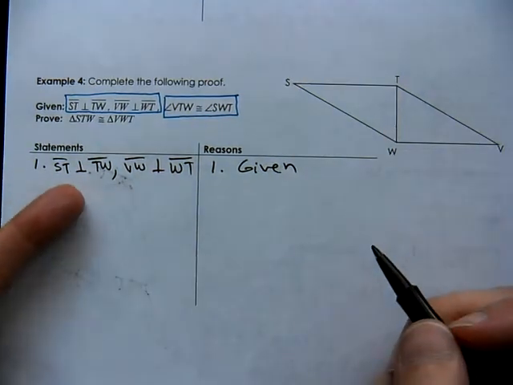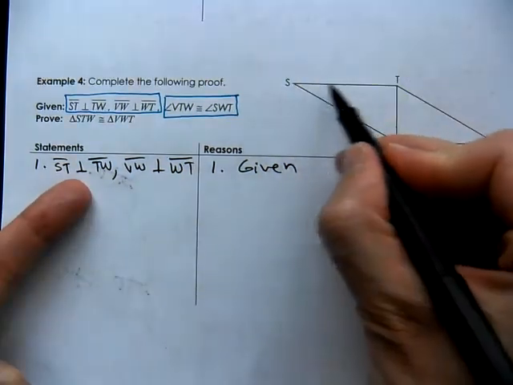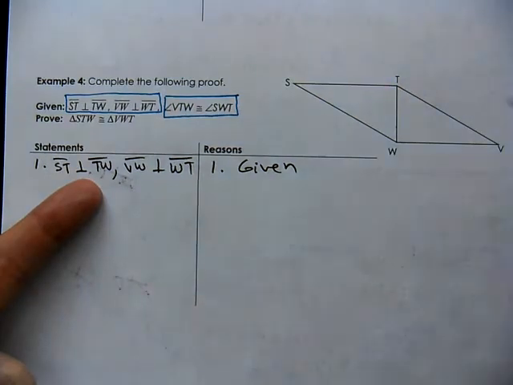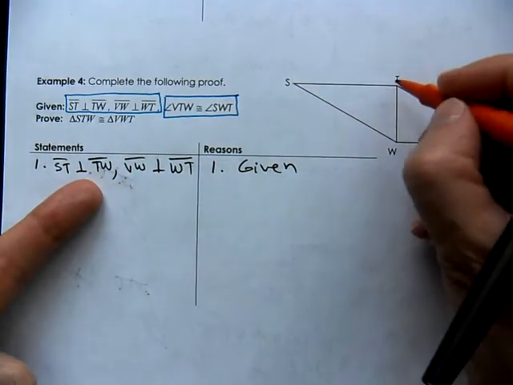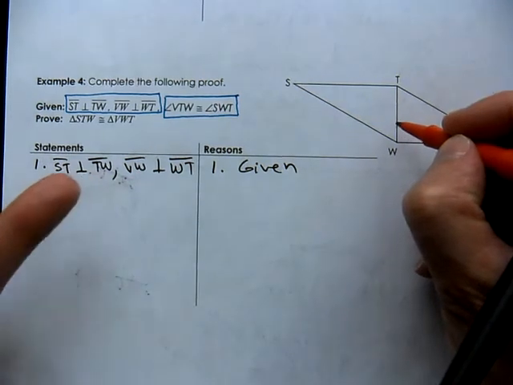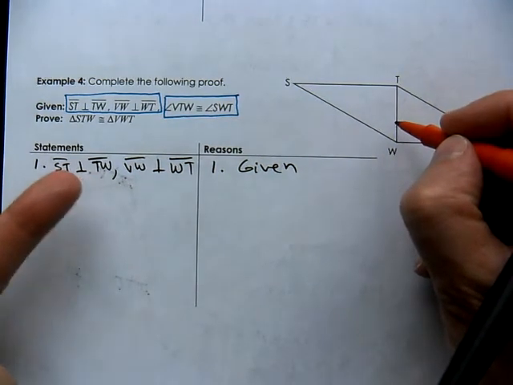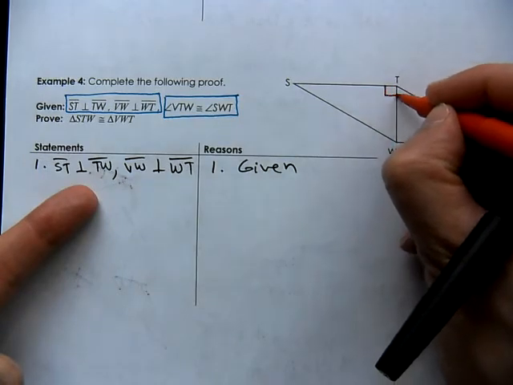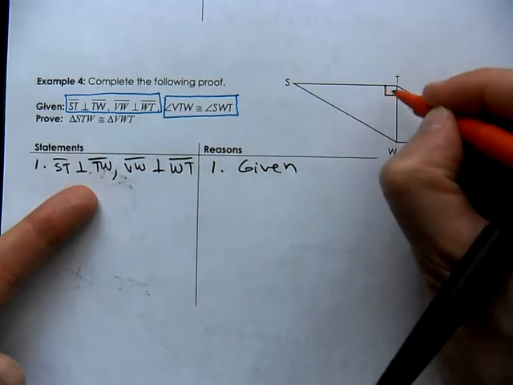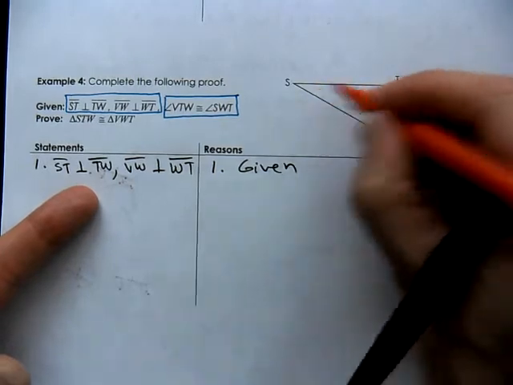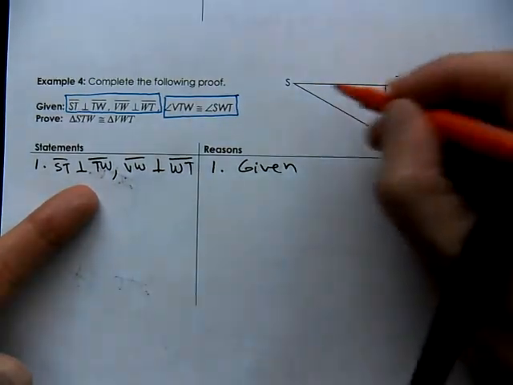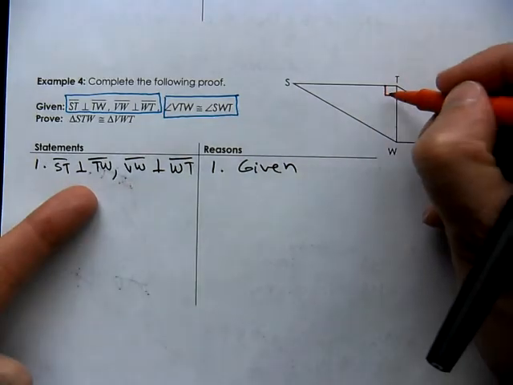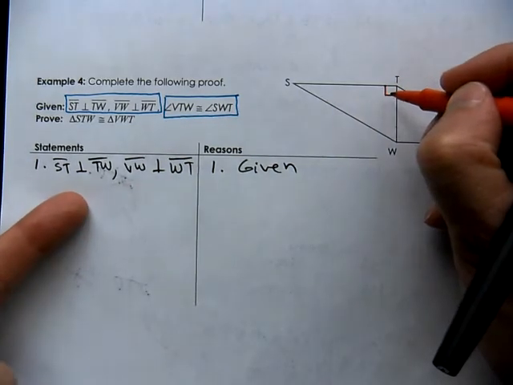Now, if you think about what that means, segment ST is perpendicular to TW. We don't really have a symbol for that, but we know that perpendicular lines form right angles. So what we're doing is marking the right angle, but that in itself doesn't tell you that the lines are perpendicular. It's the perpendicular lines that form the right angle. So if you've marked it, you have to name it.